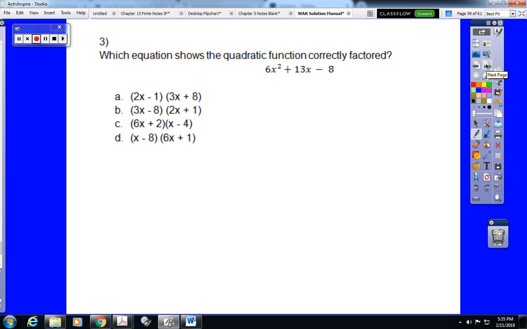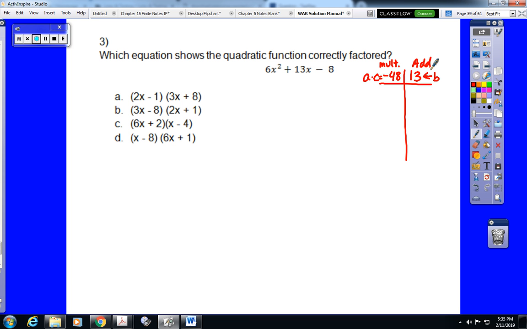The last problem on the front side of that worksheet says which equation shows the quadratic function correctly factored. Now this is one of those factoring problems that requires you to actually use factoring by grouping. So what you do is you figure out what the value of a times c is. That would be negative 48. And you need to find numbers that multiply to negative 48 and add to 13.